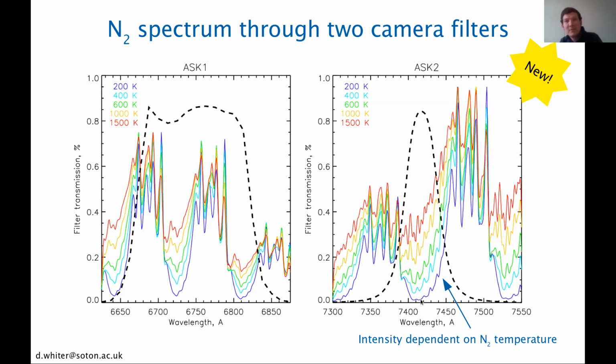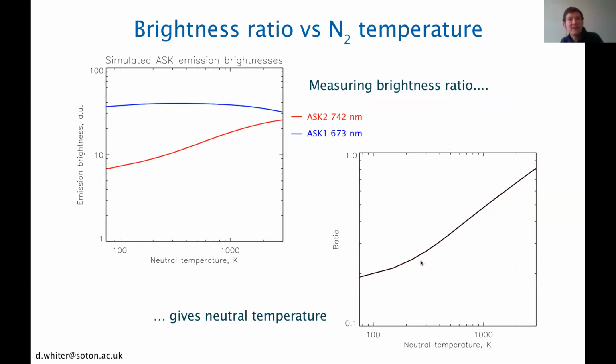Because this one is strongly dependent on temperature, we can do a similar thing to get the energy and flux, and we take a ratio. Here, instead of energy, I've got the neutral temperature and those two emission brightnesses. This 673 nanometer one is approximately constant with temperature, but the other one is not. By taking and observing that ratio, we can work out what the temperature of the emitting N2 is.